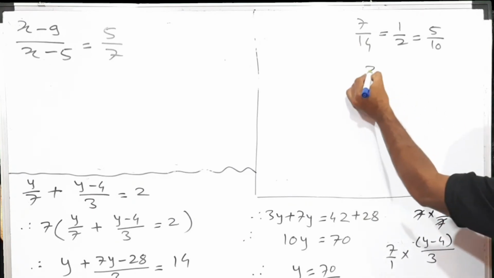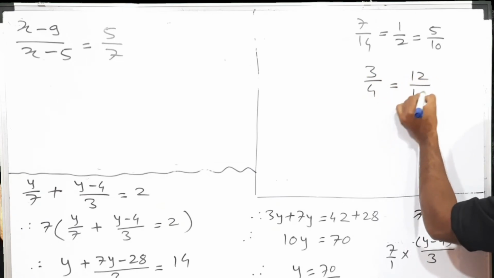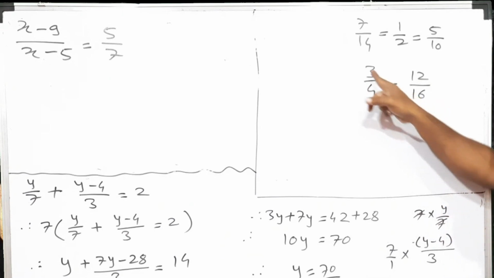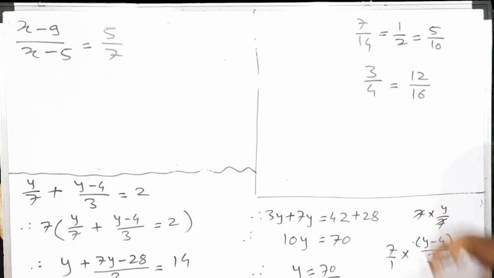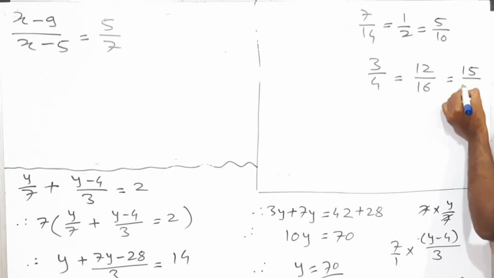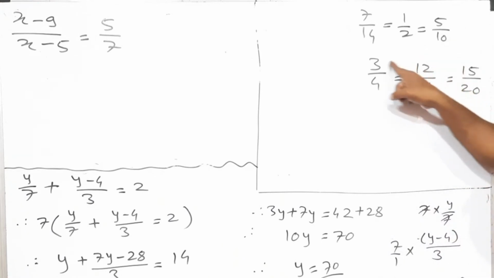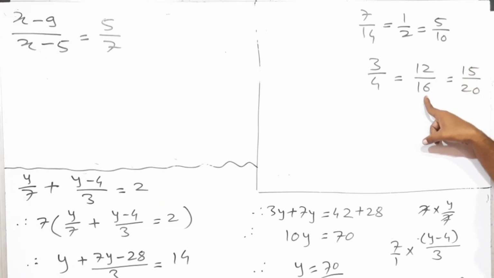Suppose 3 upon 4 is equal to 12 upon 16. So their cross multiplication is equal. 16 3s are 48, 12 4s are 48. If we say that it is equal to 15 upon 20, again their cross multiplication will be equal. 20 into 3, 60. 15 into 4, 60. 20 into 12, 240. 15 into 16 also 240.